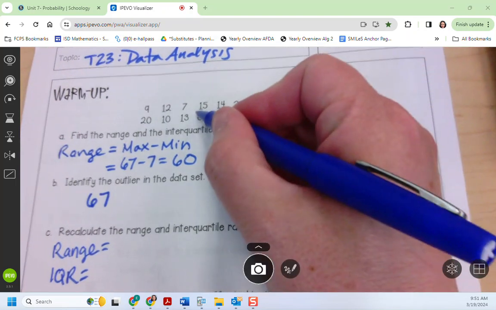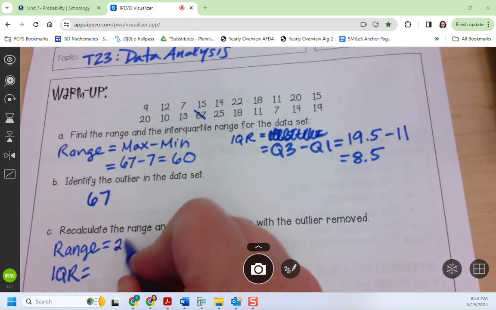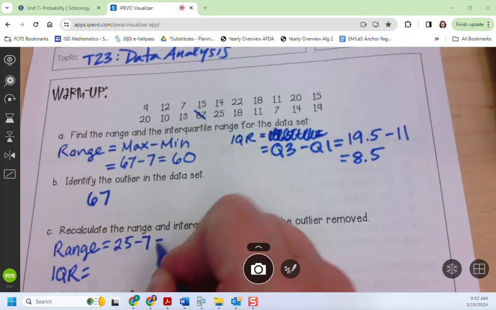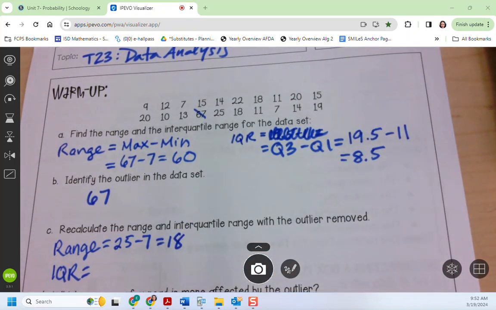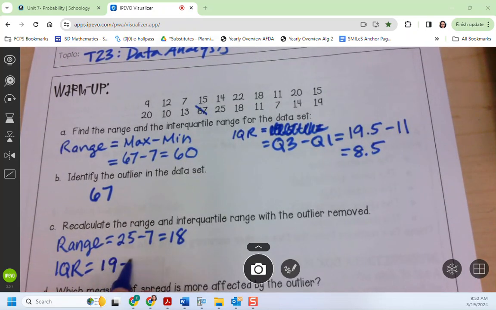Now that's super easy to do in your calculator because you can just delete the 67 and then run the values again with the one variable statistics. But by hand, you would just take it out and then find your median again and then find your quartiles again. But for your range, it's just going to be 25 minus 7 to get 18. And when you recalculate your quartiles, you should get 19 minus 11. And that would give you 8.